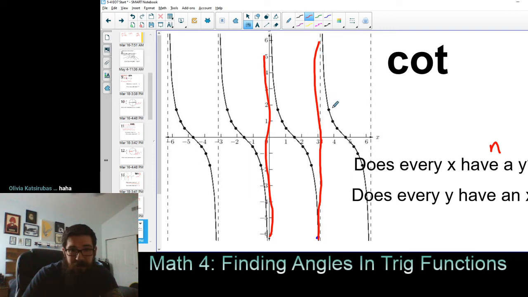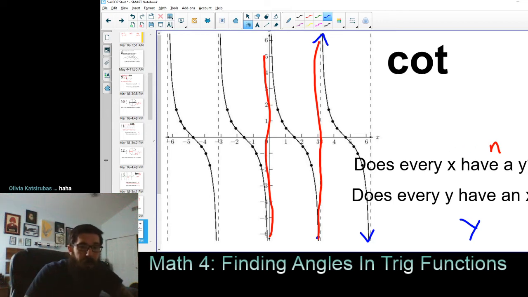Does every y have an x? As I follow this, I can get anything all the way going up to positive infinity, or anything all the way down to negative infinity. I can get any y value I want out of a cotangent, but it doesn't occur at every x value. So this guy is a yes. Does every x have a y? Is a no.